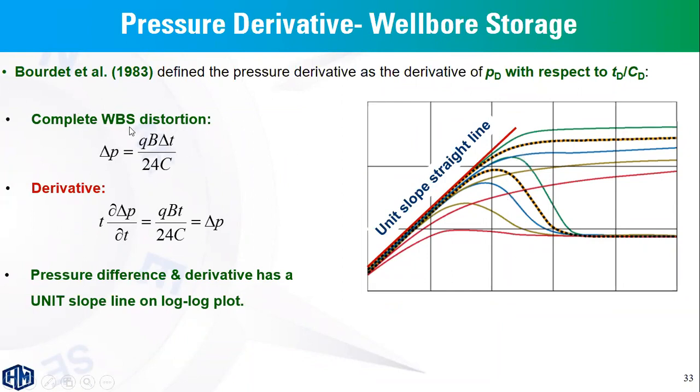At first, during the wellbore storage effect, we have this definition of wellbore storage of delta p as a function of the variable C capital. By taking the pressure derivative, t times delta p over delta t will equal delta p. Therefore, the pressure difference and the pressure derivative will have a unit slope straight line on the log-log plot during the wellbore storage effect. So once we have a unit slope straight line on the log-log plot of the pressure difference and the pressure derivative, we have a wellbore storage effect. Once we have a deviation from this unit slope straight line, it is the end of the wellbore storage effect.